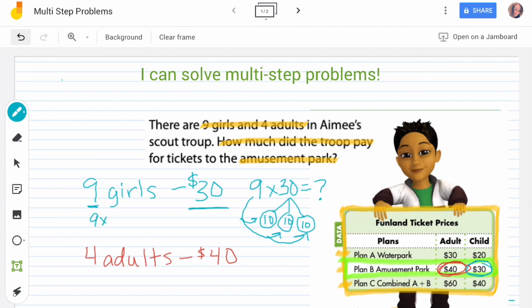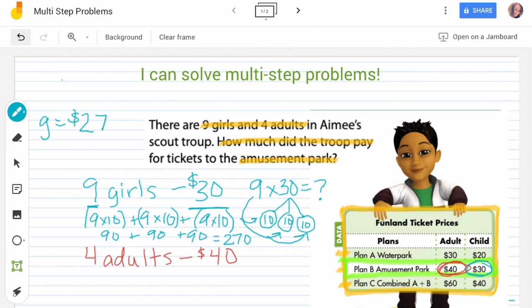So I have 9 times 10 plus 9 times 10 plus 9 times 10. 9 times 10 is 90. And since the multiplication problem is the same, I know that I have 90 plus 90 plus 90. If I add that up, I get 270. So 9 groups of 30 gets me 270. I'm going to notate that up here. The girls cost $270 for their tickets.